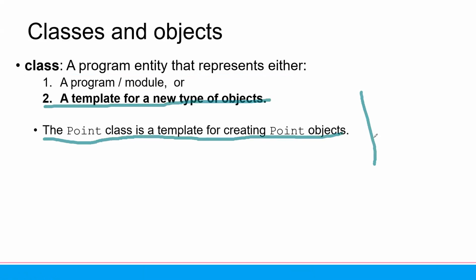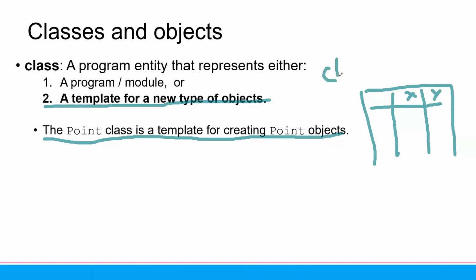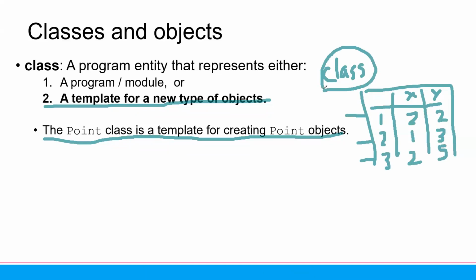So if I have a column like this one, X, Y, I can say that this is the class. And what is the object? I have object 1 and the X, Y is 2, comma 2, for example. I have object 2, for example, 1, comma 3. I have object 3, for example, 2, comma 5. So these are the objects. And we need to create one class to make these three objects.